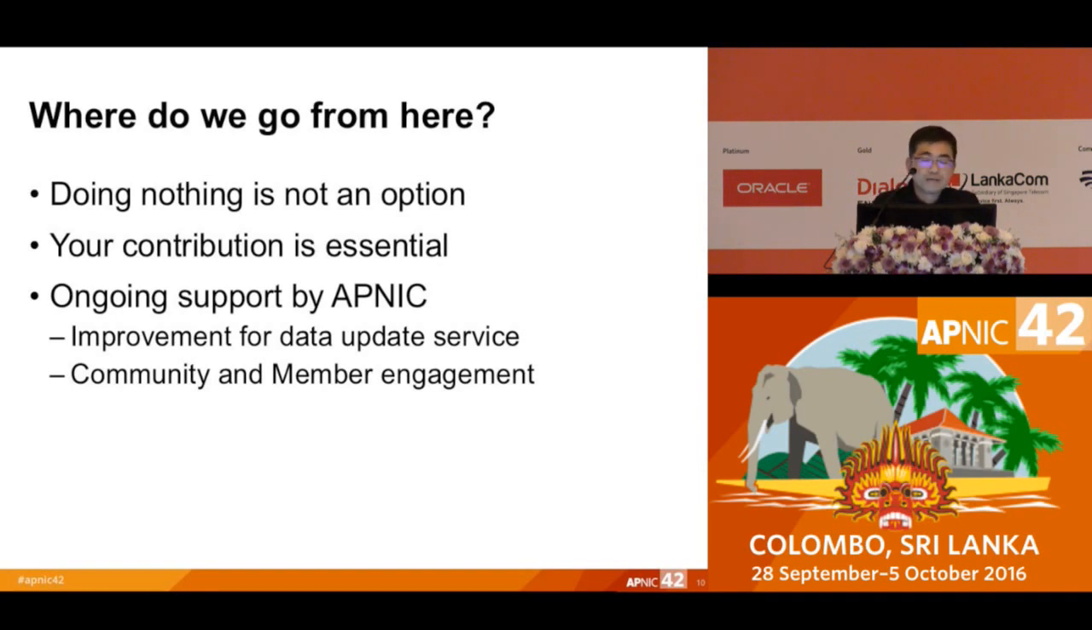We know that doing nothing is not an option. And really, the reason why we are discussing Whois data quality in the Policy SIG now is we need everyone's involvement. So your contribution is essential, and APNIC is of course happy to support members' needs in whatever way to help them to update data easily. And we are also happy to help promote the awareness, the importance, and the tools, and so on.